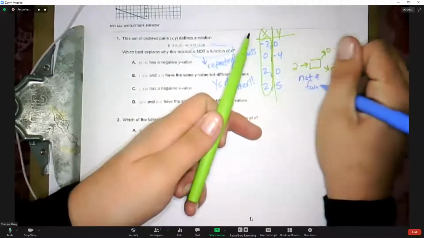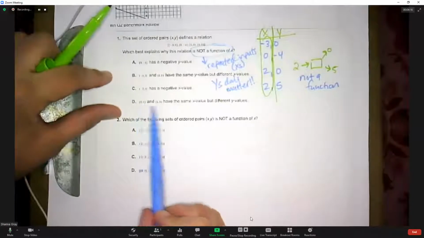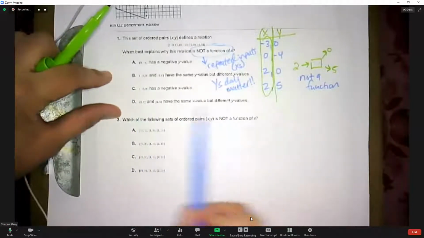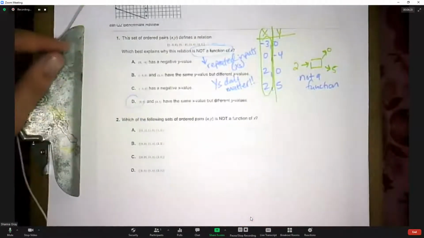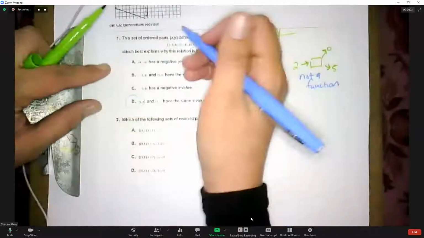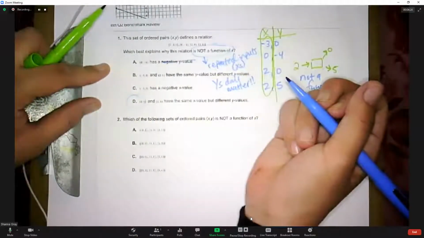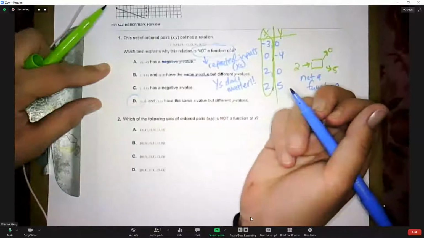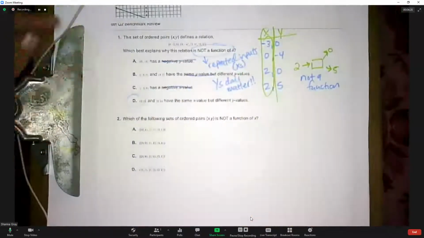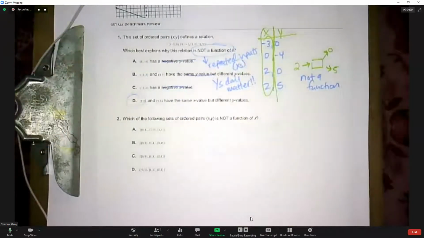because it can only have one. And then it says these have the same x value but different y values, and that is true. Right, so it doesn't matter if it has a negative y value. Doesn't matter if they have the same y value. Doesn't matter about negative x value. It's really just that matching repeated inputs.